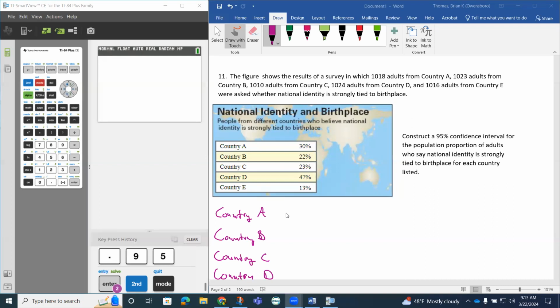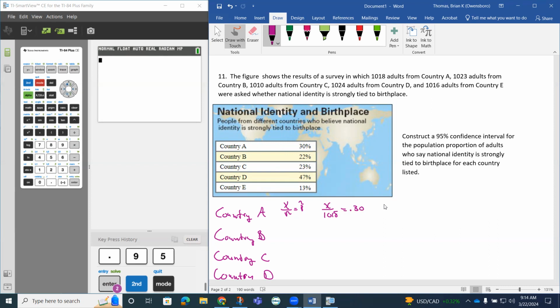Now remember, to do our population proportion confidence interval, we need to know the number of successes. Notice how they gave us the actual sample statistic. We still need to go back a step and determine what X is. So notice how really what we have is X over N is equal to the P hat, if you will. So really, we don't know what X is. They gave us the sample size, 1018, and they gave us the P hat, which is 30%.